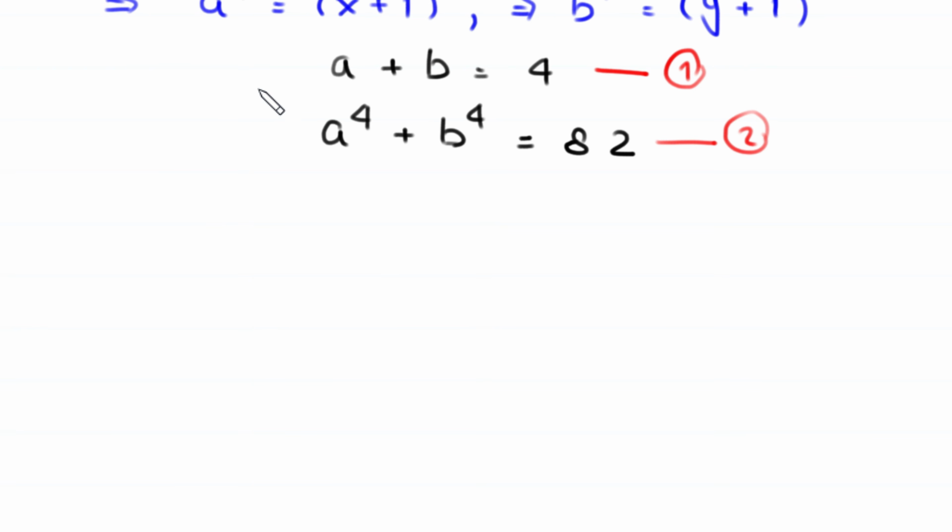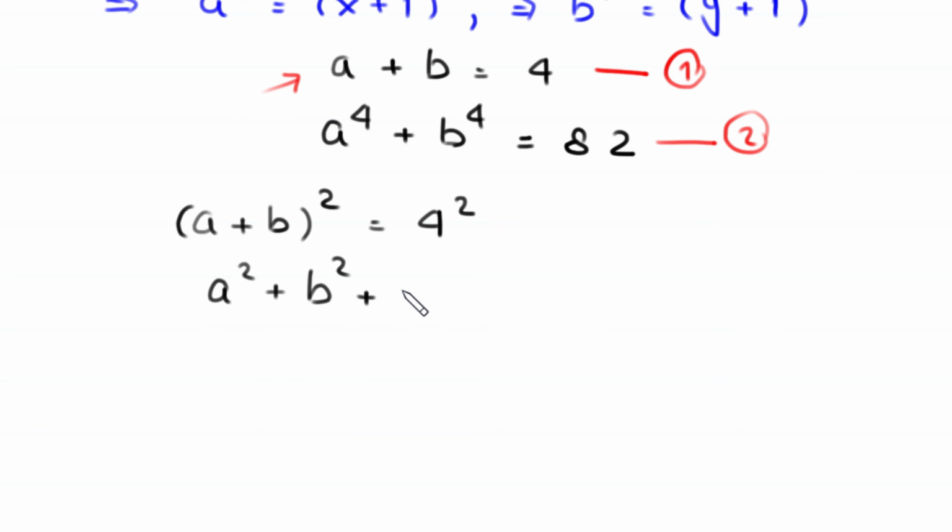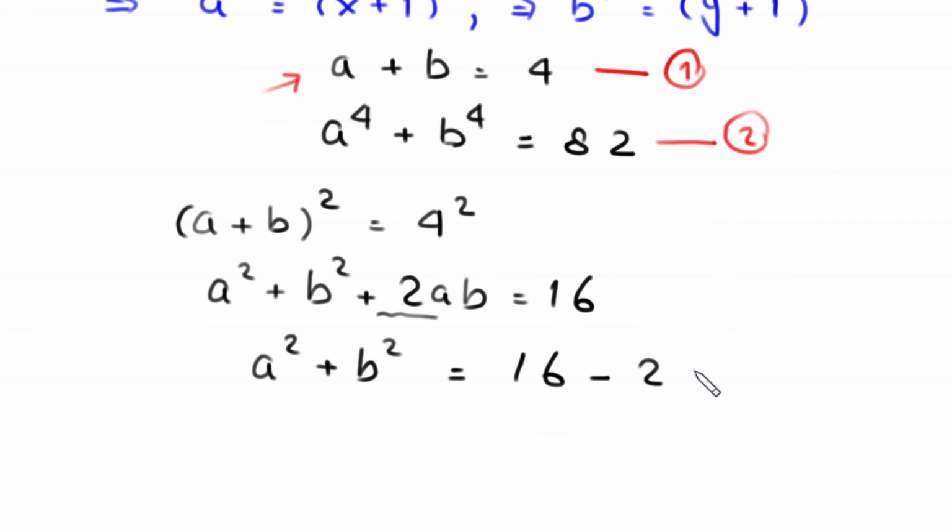Now we square both sides of equation 1, so this will become a plus b whole squared equal to 4 squared. Expand this: a squared plus b squared plus 2 times a times b equal to 4 squared, which is 16. Move this 2ab to the right hand side, this will become a squared plus b squared equal to 16 minus 2ab, and from here we take the square of both sides again.